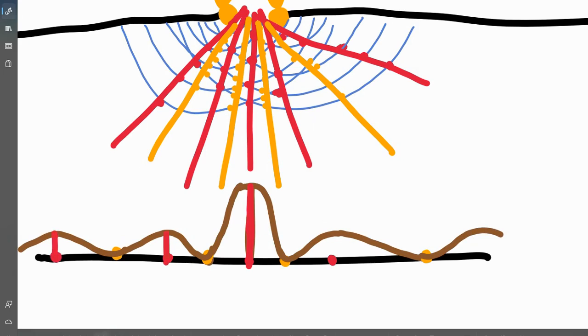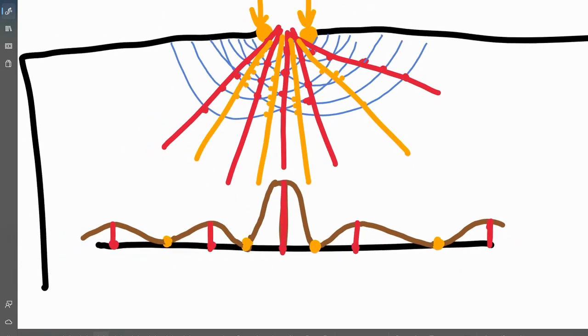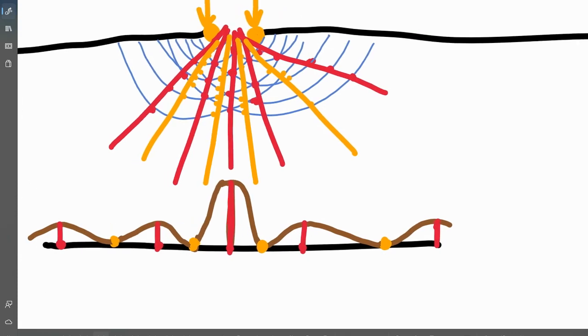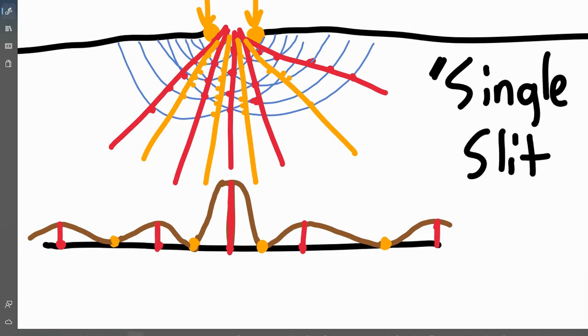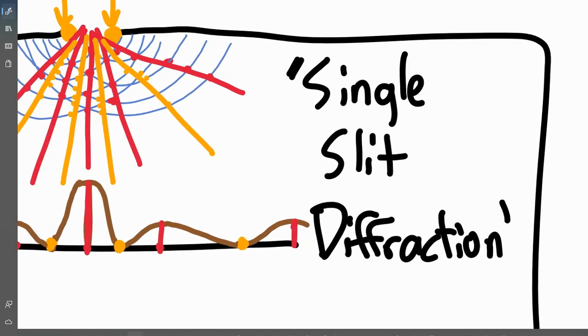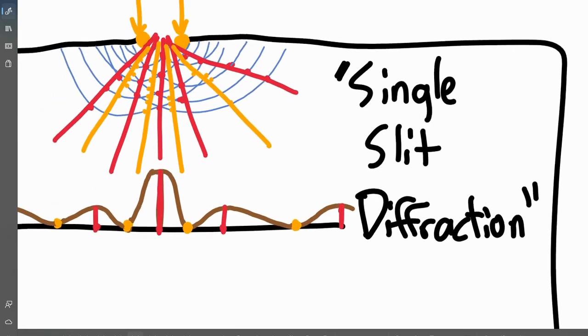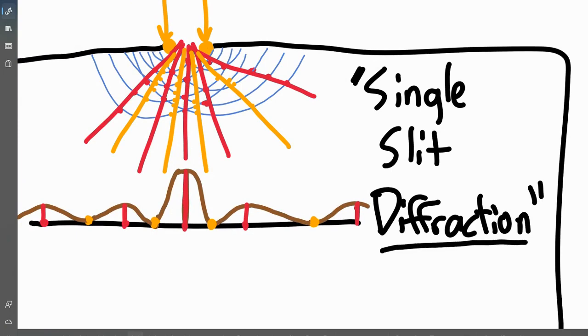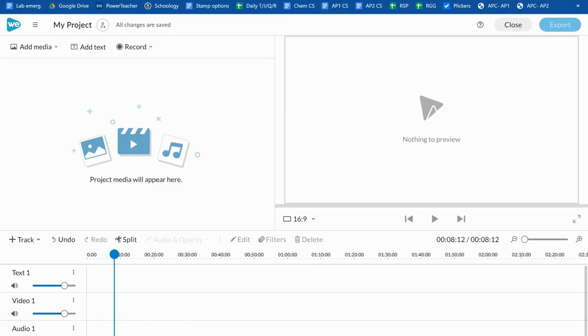So we get all these minima and maxima all in a row, where you have either zero light or constructive interference to give you double the light, which is really awesome. By the way, these diffraction patterns are called single slit diffraction. Single slit, we have one slit, and diffraction is anything where you get multiple sources of light that interfere with each other, and you have this alternating constructive versus destructive interference.